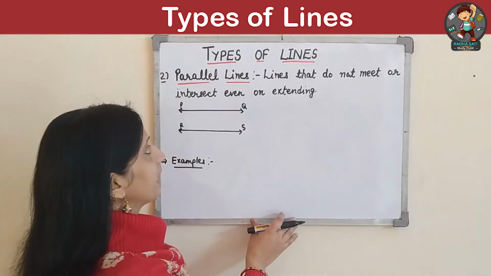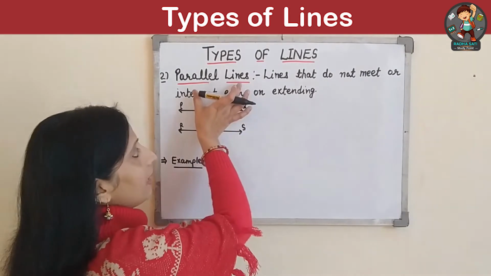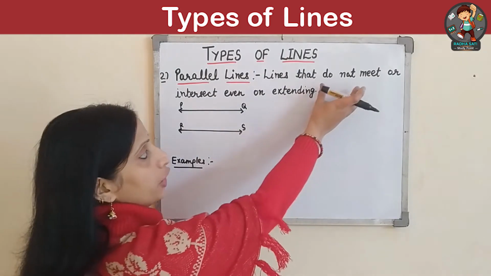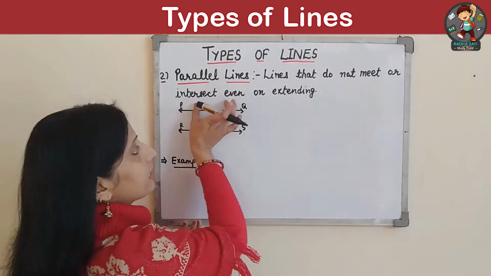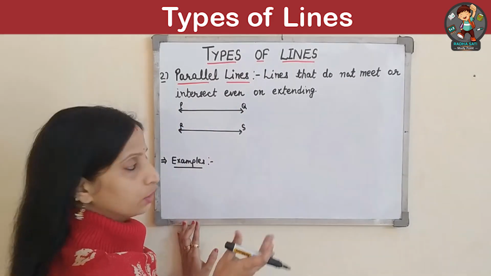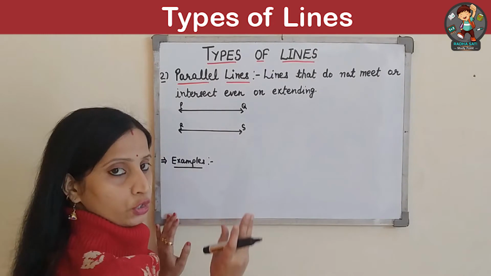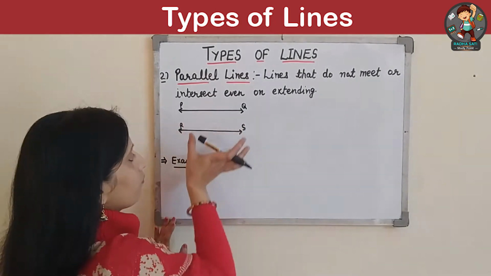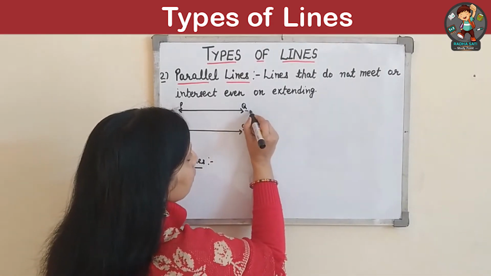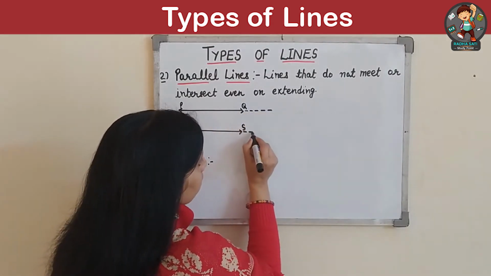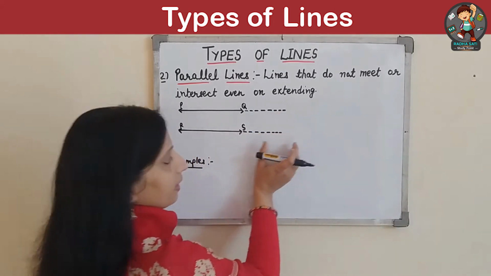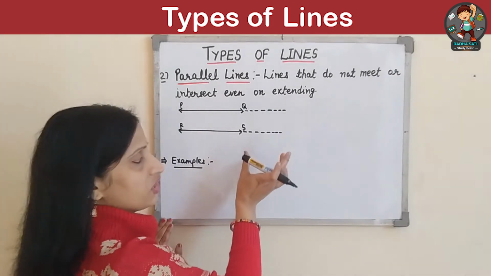Now the second type of lines are parallel lines. Two lines are said to be parallel lines if they do not meet or intersect with each other even on extending from either side. For example, here I have drawn two lines. This is line PQ and this one is line RS. If I extend these lines, then you can see that these lines are not intersecting or crossing each other.